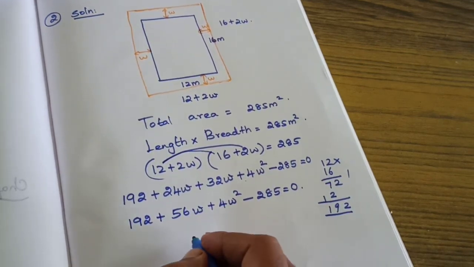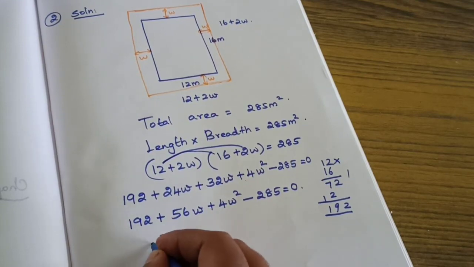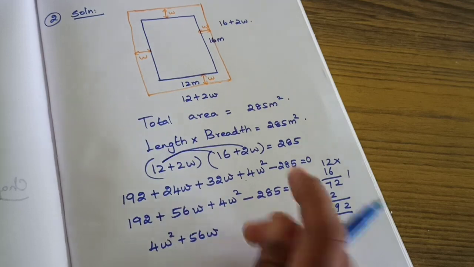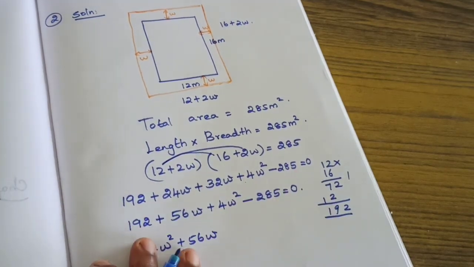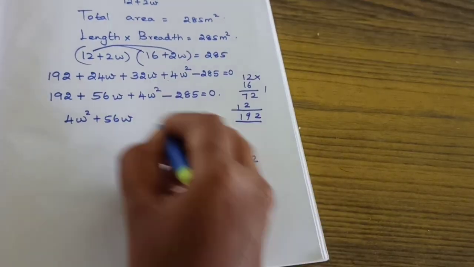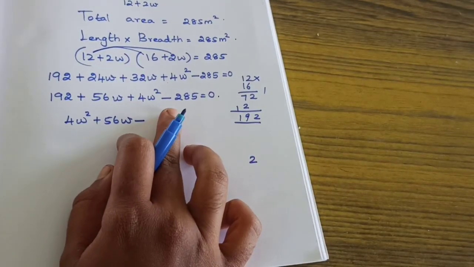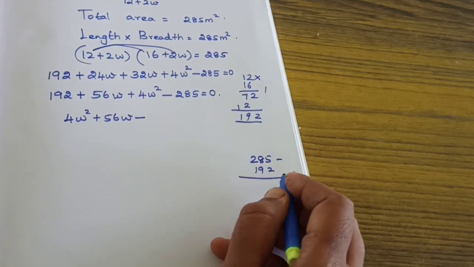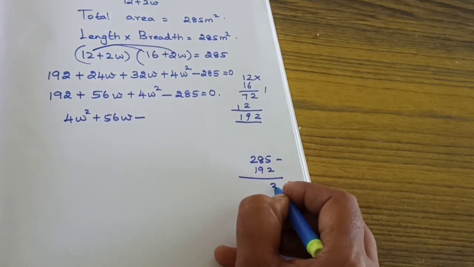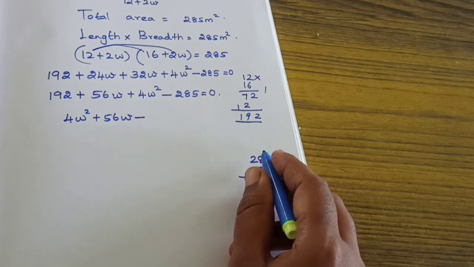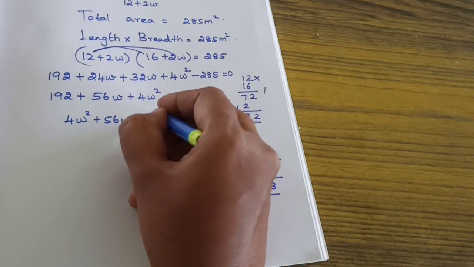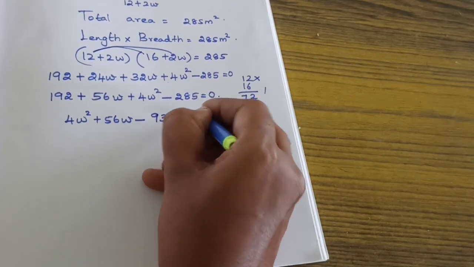Now shall we arrange it in order? So 4w square plus 56w, and subtract this 285. Minus sign will come because the largest number is negative, no? So 285 minus 192. What is the answer? Here 3, and here borrowing time we are getting 18, and 18 minus 9, 9. 93. Okay. So minus 93, which is equal to 0.